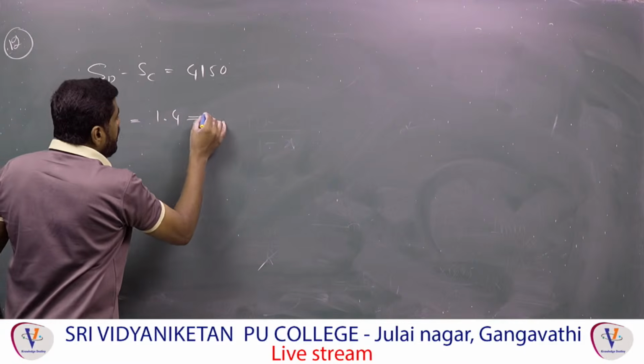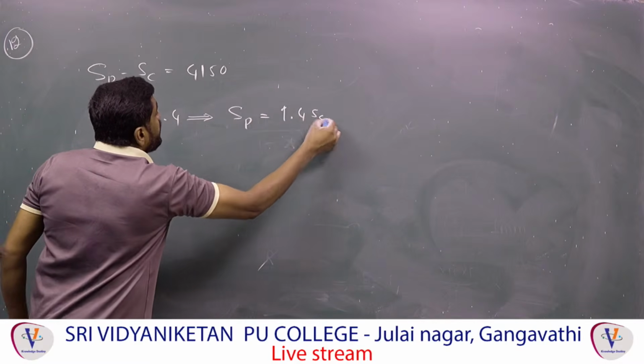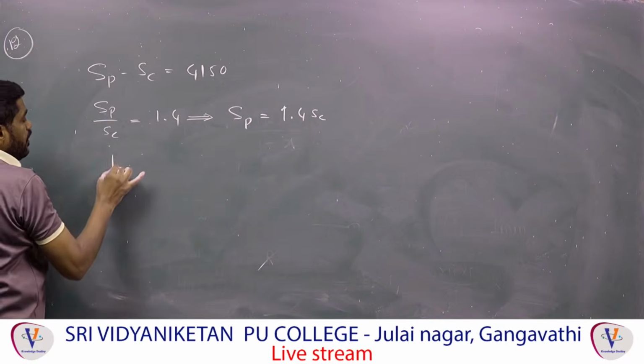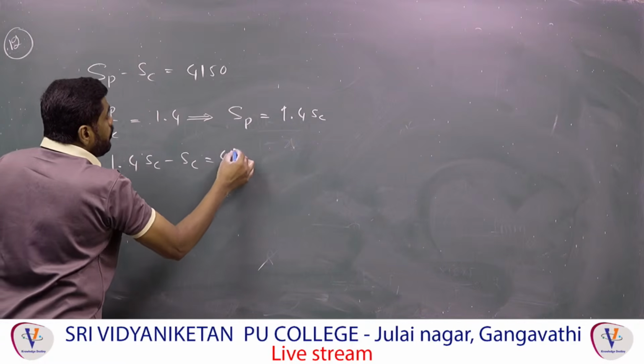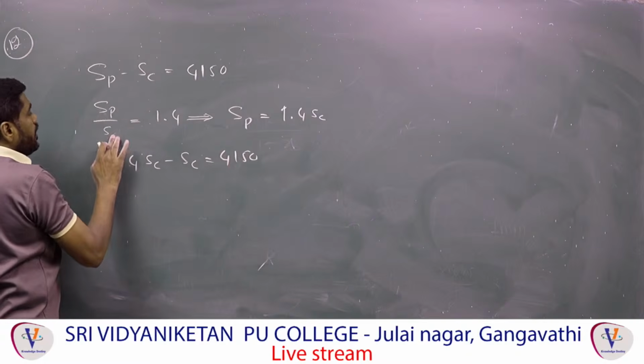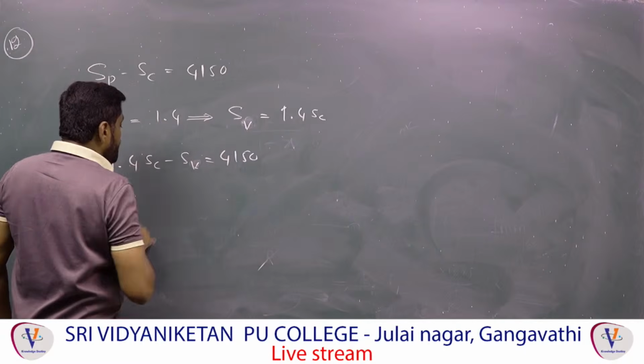Therefore from this you can get Cp is equal to 1.4 into Cv. If you substitute in this, 1.4 into Cv minus Cv is equal to 4150. This is the Cv, the specific heat at constant volume they have given, yes.